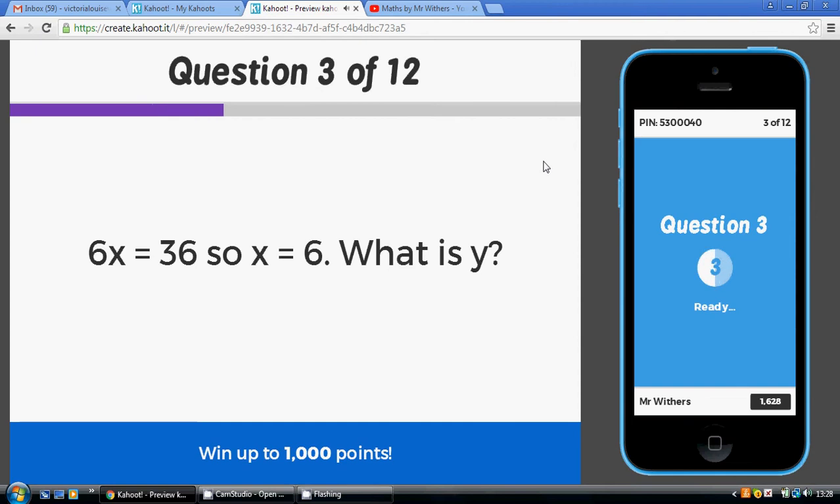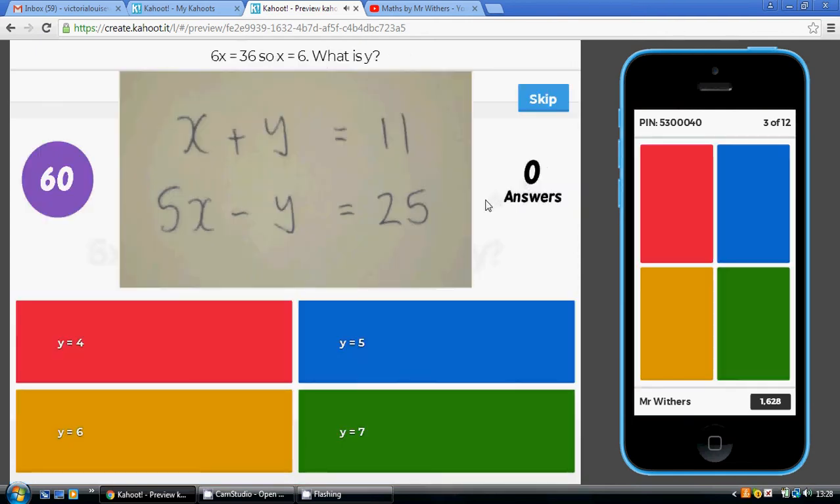So 6x is 36, so x must be 6. So given that x is 6, what is y? Well, if x is 6, 6 plus y equals 11, so y must equal 5. So that's the blue answer.